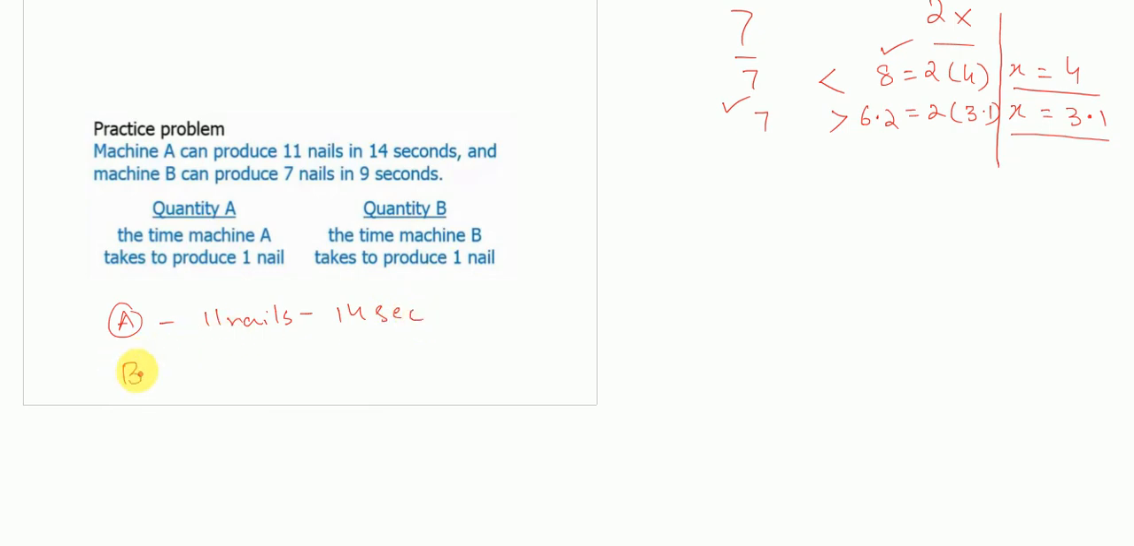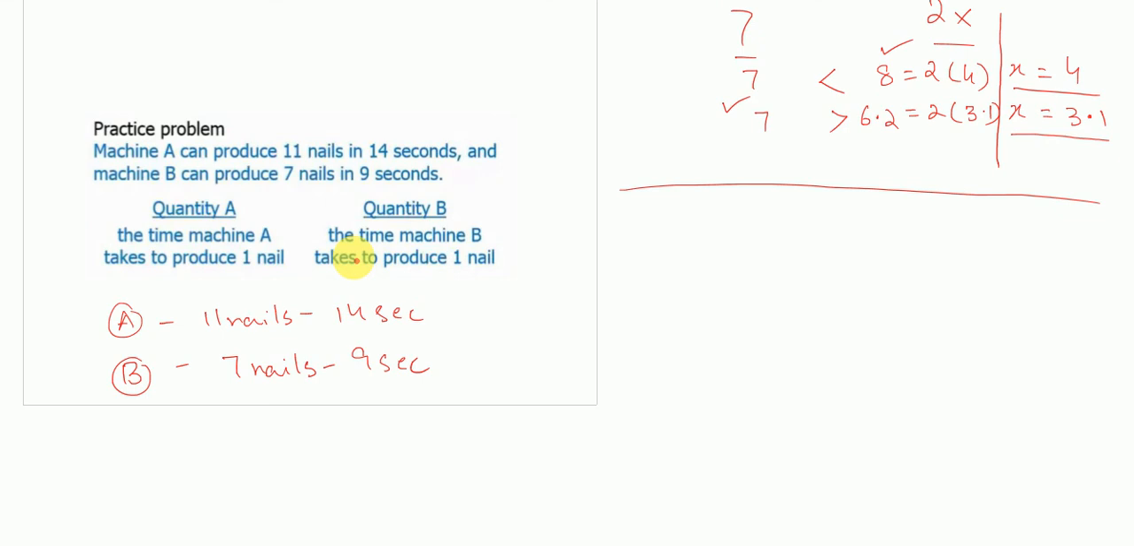Machine B can produce 7 nails in 9 seconds. All right. What is quantity A? Quantity A is the time machine A takes to produce 1 nail. And quantity B is the time machine B takes to produce 1 nail. So you have to compute the time that machine A takes to produce 1 nail, and similarly the time machine B takes to produce 1 nail.